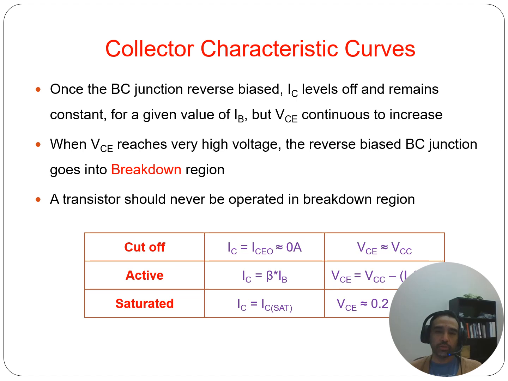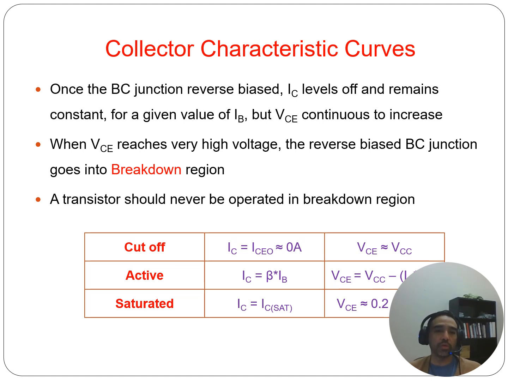When you have the base collector junction, the BC junction, and it's reverse biased, meaning it's not letting any current flow easily, because we do have some, that collector current I sub C stays steady for a given base current I sub B. So even though VCE, the voltage between the collector and emitter, is increasing, the collector current doesn't change much. When VCE becomes too high, the transistor enters the breakdown region. What this means is the reverse biased BC junction starts allowing too much current to flow. And again, this damages the transistor.